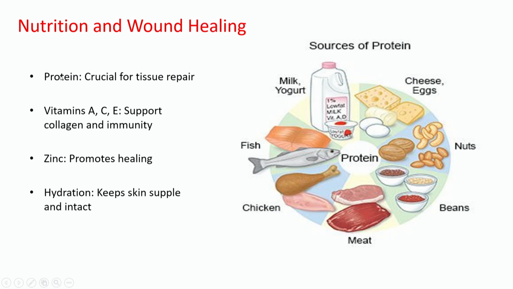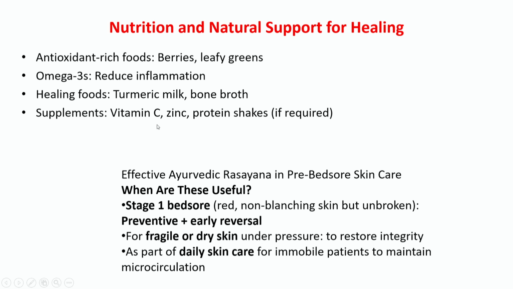Nutrition in wound healing: protein is crucial for tissue repair. Vitamins A, C, E support collagen and immunity. Zinc promotes healing, and hydration keeps the skin supple and intact. So these are the 4 important factors which I have pictured here. These are all milk products, this is all meat products, non-veg products, and these are the beans and nuts, the vegetarian products. But here I tell you that Ayurveda has an important edge on nutrition. I am coming to the next slide.